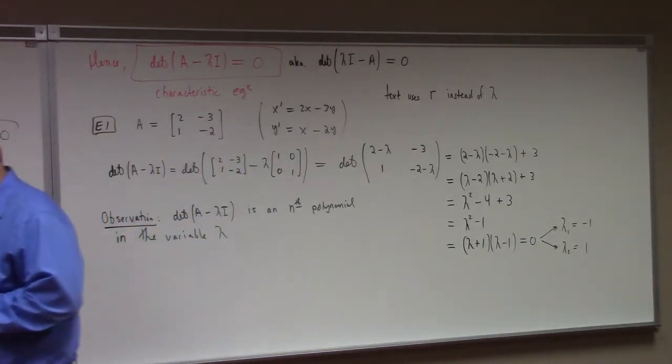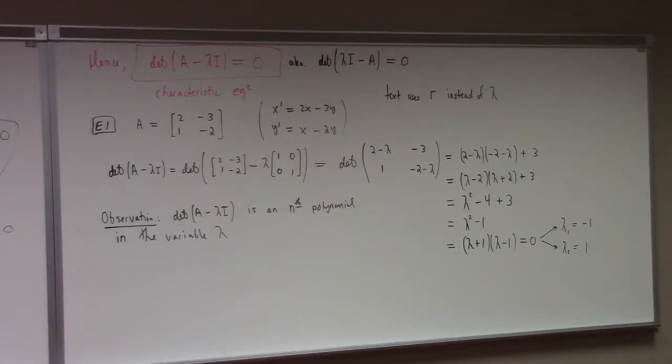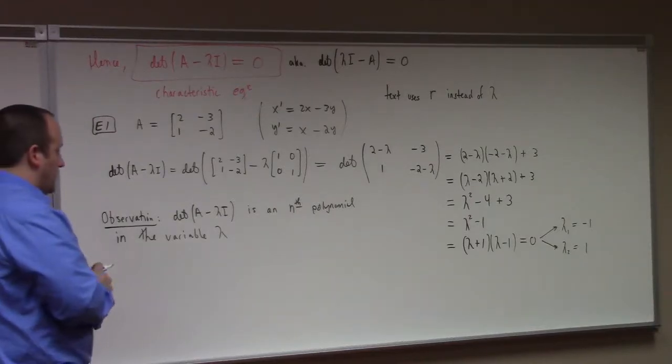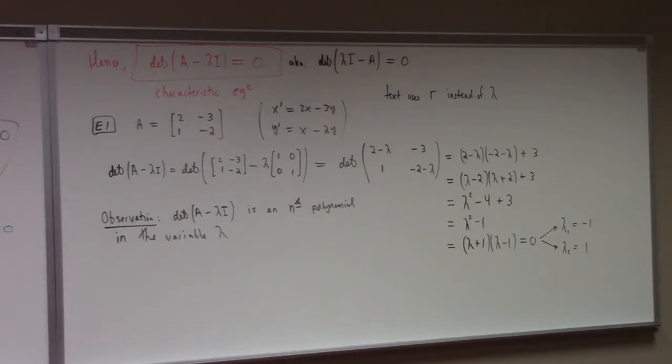Now, if you don't like working with lambda, you could replace it with t or something, but t is kind of a bad choice because t is time, the independent variable here. You could use a different letter for lambda if you wanted to. If it helps you with the algebra, you could use x, but be careful not to confuse that with the different meaning of x that we also have here. But this is an nth order polynomial in the variable lambda. So the fundamental theorem of algebra says what?